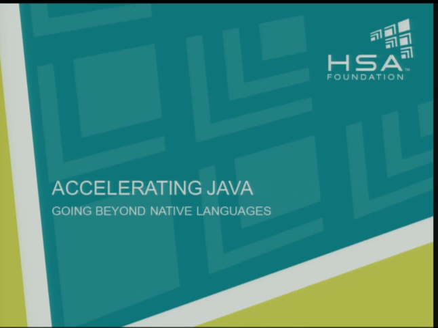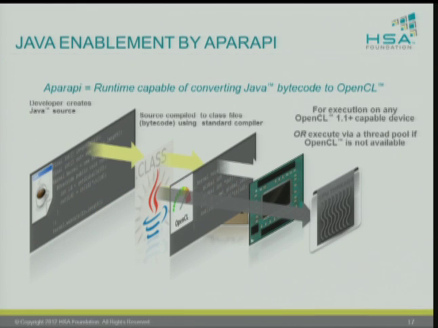A lot of work that's gone on in GPU compute and heterogeneous computing has focused initially on native languages. We think there's a very good opportunity, actually a vast opportunity, for heterogeneous platforms in the cloud. And in big data and cloud and server processing in general, the predominant language is Java. So what do we do about accelerating Java on HSA?